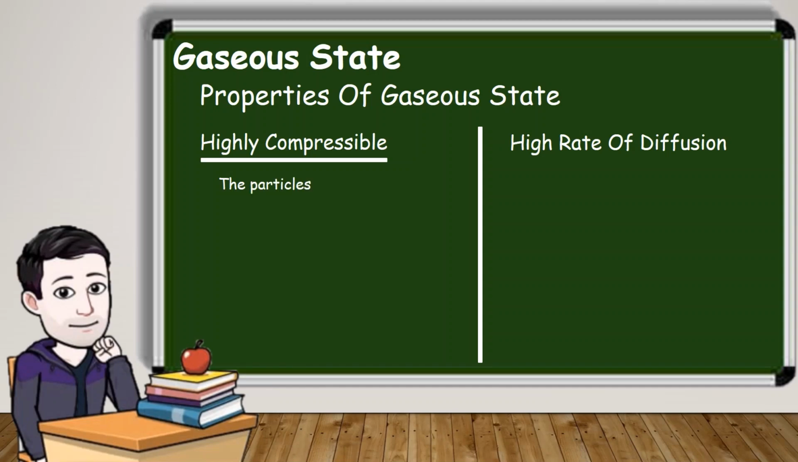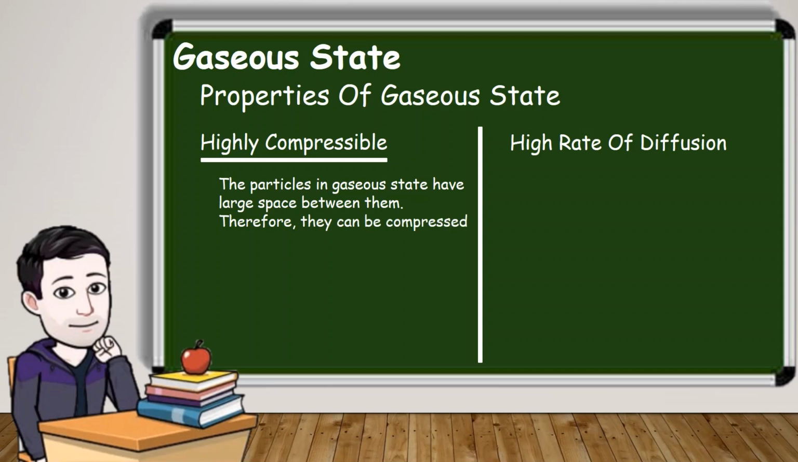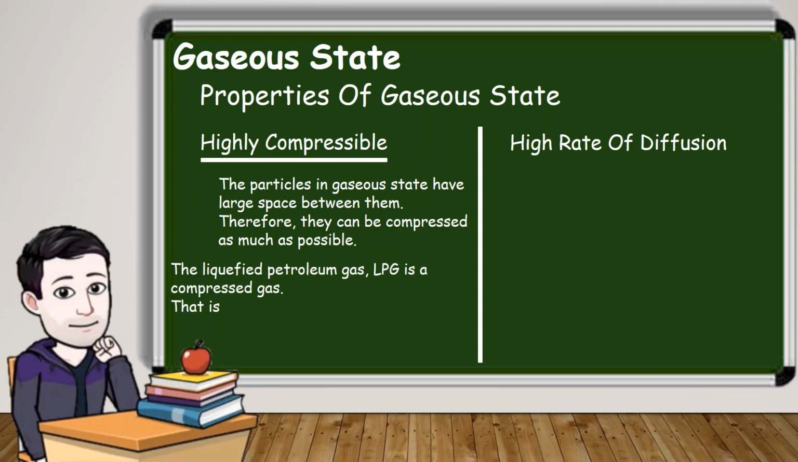Since particles in gaseous state have large space between them, therefore, they can be compressed as much as possible. For example, the liquefied petroleum gas, LPG, is a compressed gas. That is, a large amount of gas can be compressed and stored in a cylinder.